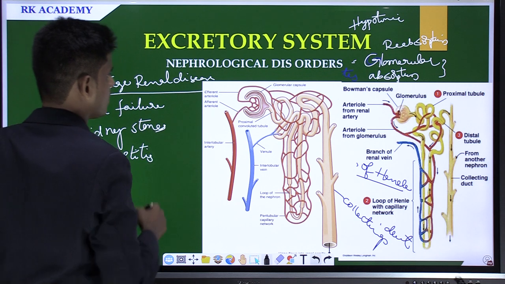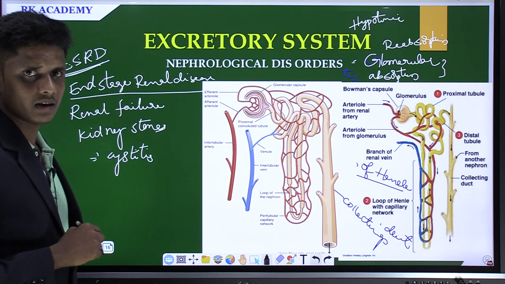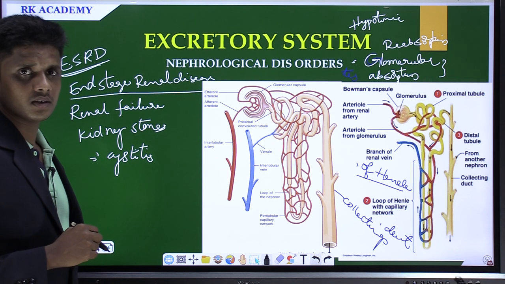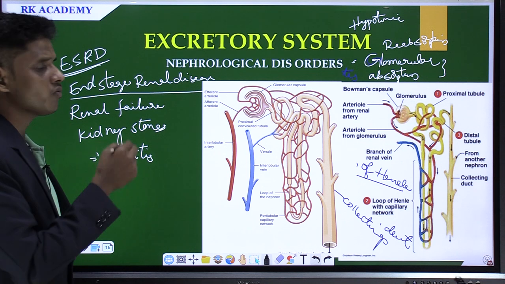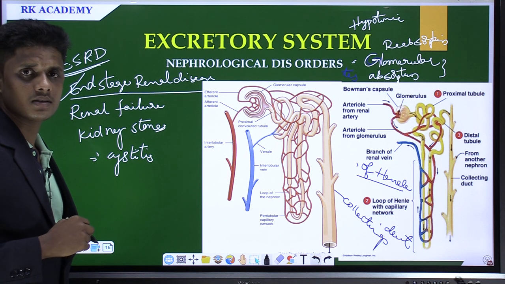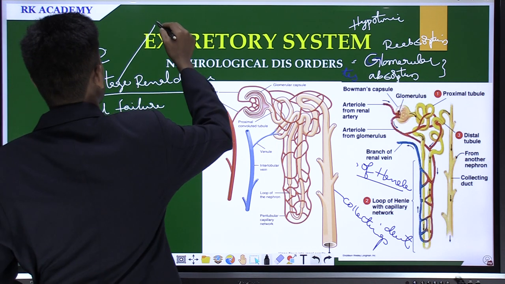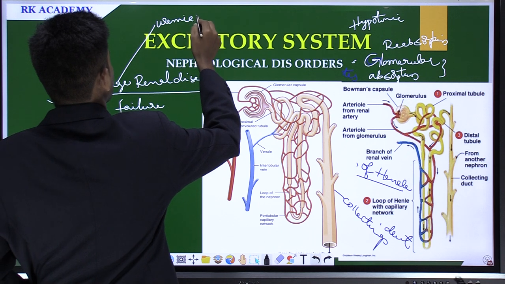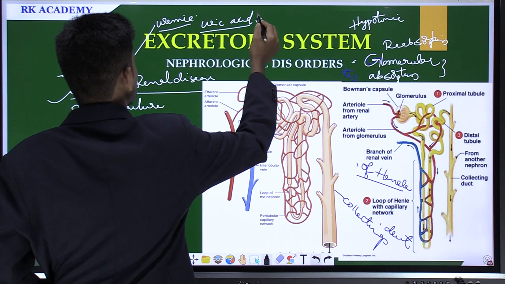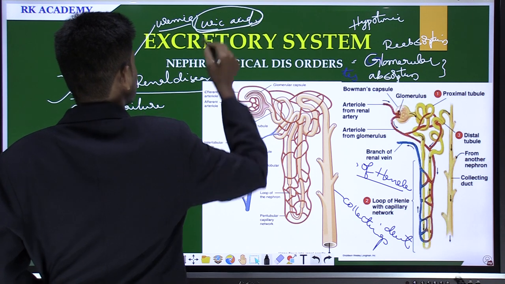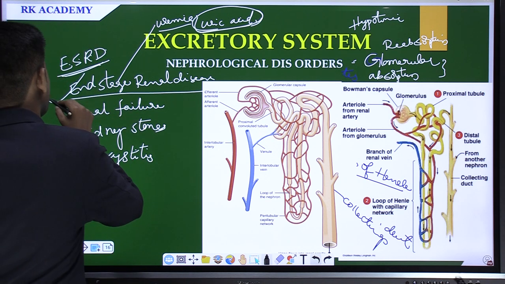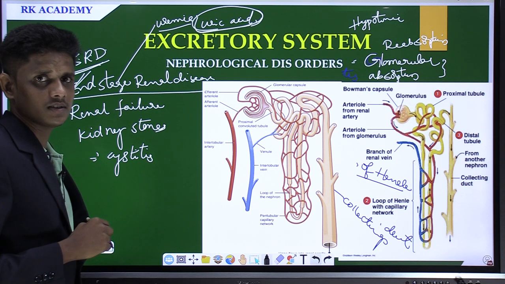This is end-stage renal disease. What is end-stage renal disease? It means the kidney stops functioning, such that the nephron will not work further. That is called end-stage renal disease. This is also called uremia, the condition where the quantity of uric acid increases in the blood. That is also called ESRD.